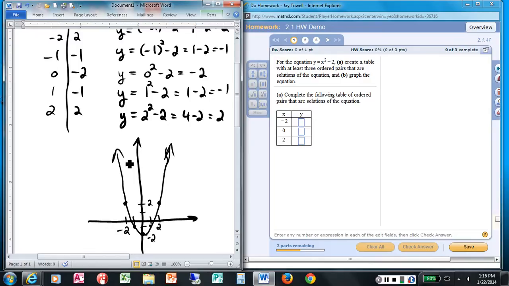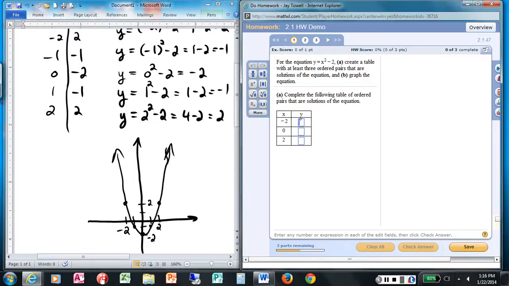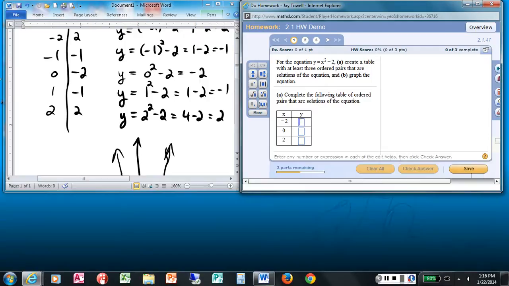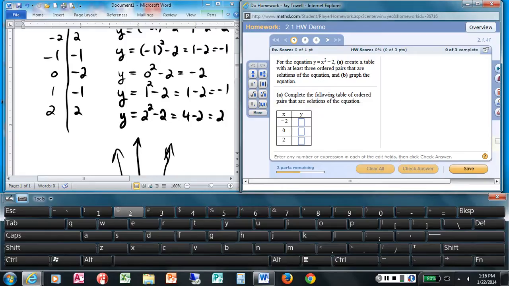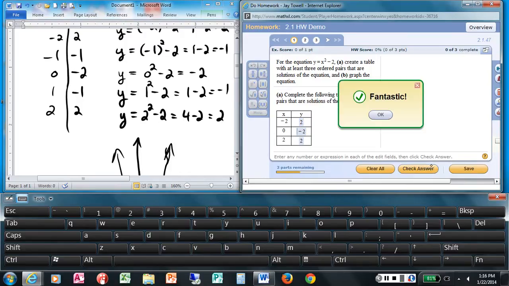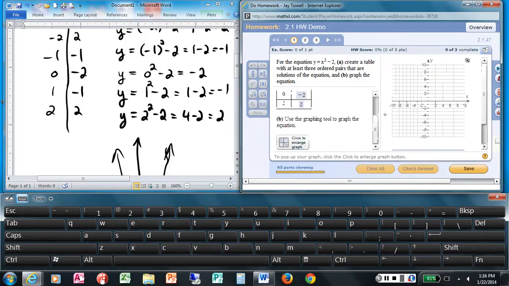All right, so let's try to get this entered in here on our homework, MyMathLab homework. So I'm going to come over here. I've got -2, so I'm going to enter in my +2 there. At 0, I'm at -2, so I'm going to put that in. And then at +2, I'm also y value +2. And let's see how we did. All right, so that's all good. So moving on to the next, they want us to graph this.